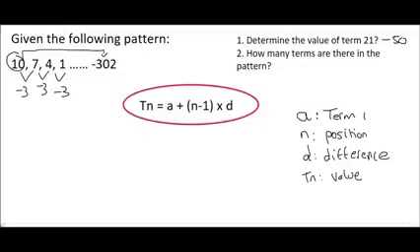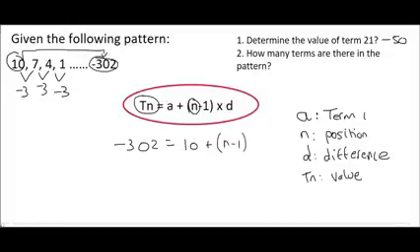So we need to look at that -302 and ask ourselves, is that the position, or is that the actual value at that place in the sequence? So is that going to be a Tn, or is that going to be an N? Well done to you if you say Tn. That is actually the value at that point. So we will substitute that in the front of the equation. A is 10. We don't know N because we don't know which position that would be. And then the difference is -3.